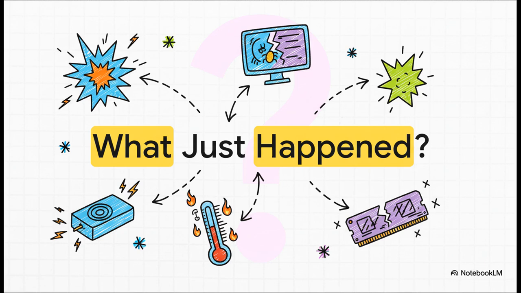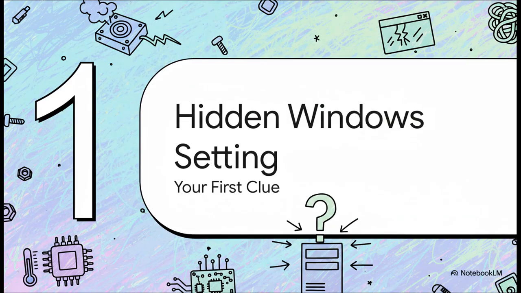Well, here's the good news: it's almost never actually random. Your computer is trying to tell you something's wrong. And in this explainer, we're going to learn how to listen. First things first, we need to uncover a really important clue. See, the reason you don't see an error message is because Windows has a default setting that hides it from you. Changing this one little thing is the most important first step you can possibly take.